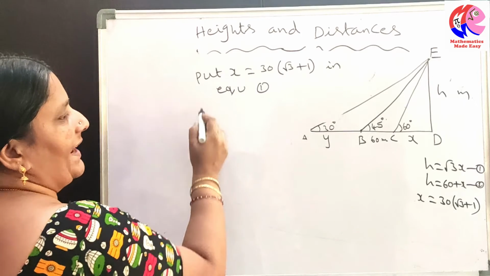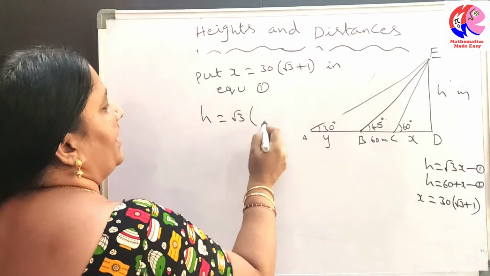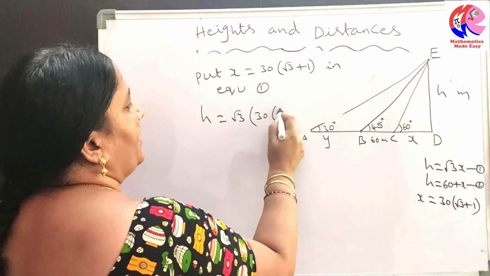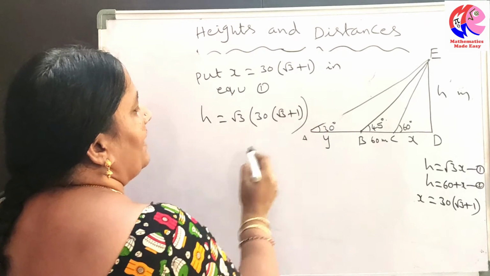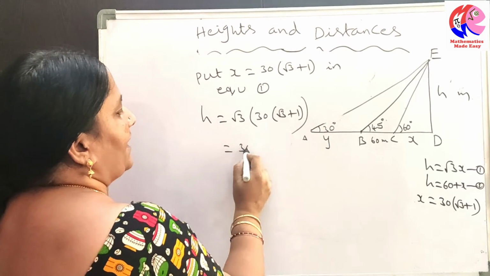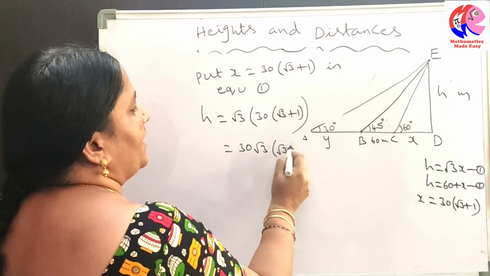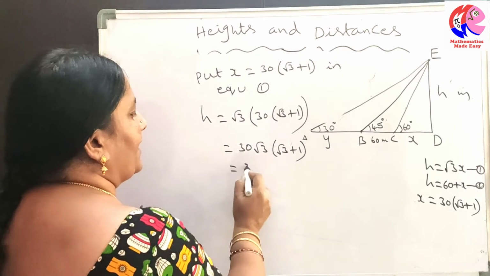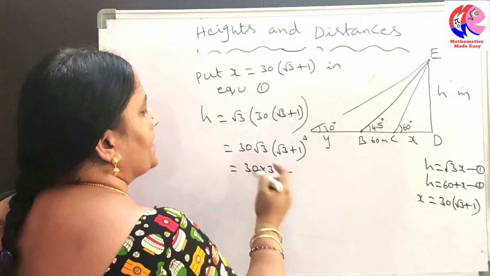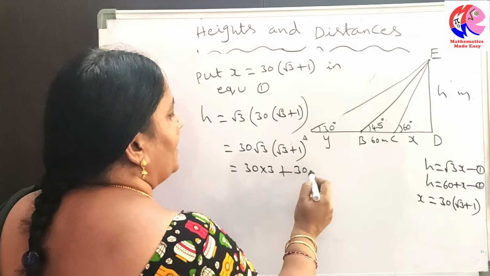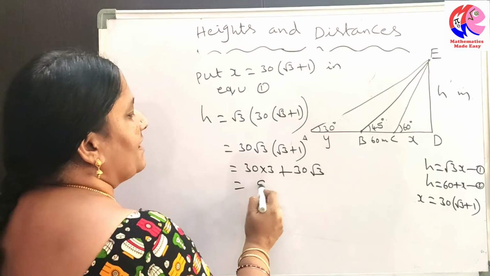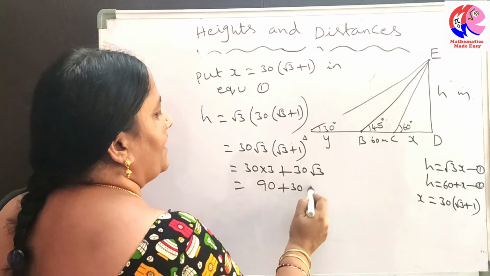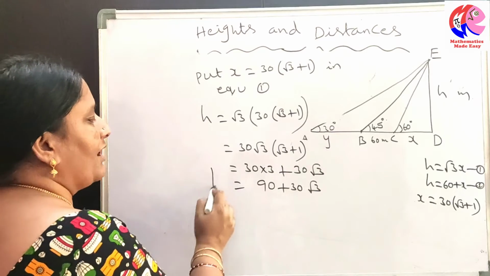Equation 1 becomes h equal to root 3 into x, where x is 30 into root 3 plus 1. This becomes 30 root 3 into root 3 plus 1, which is equal to 30 root 3 into root 3, 30 into 3, plus 30 root 3 into 1, it is 30 root 3. So h is equal to 90 plus 30 root 3. This is the value of h.